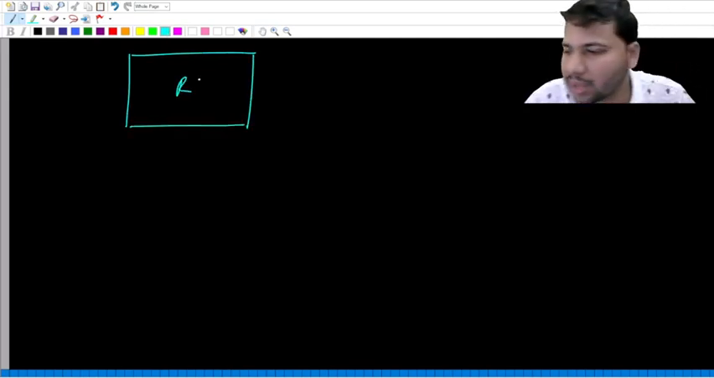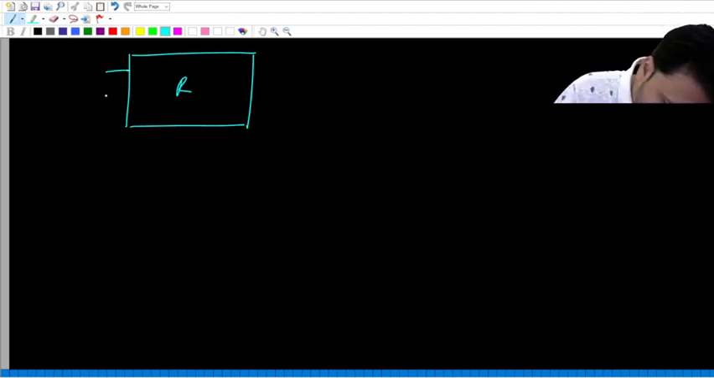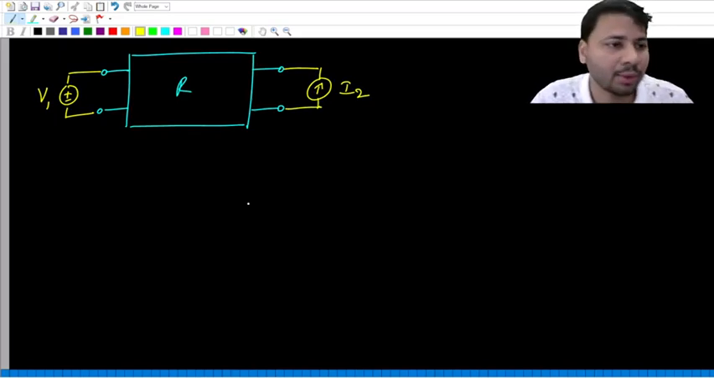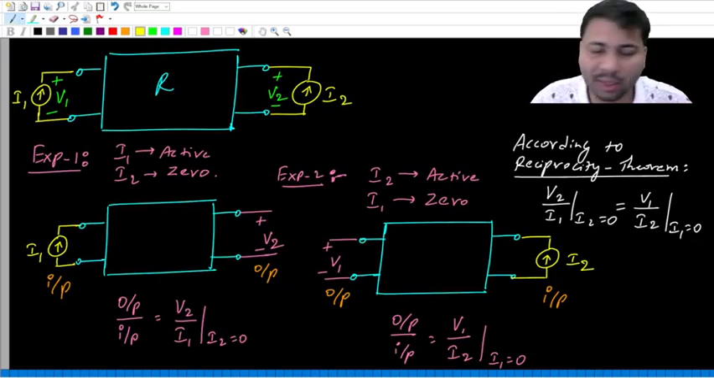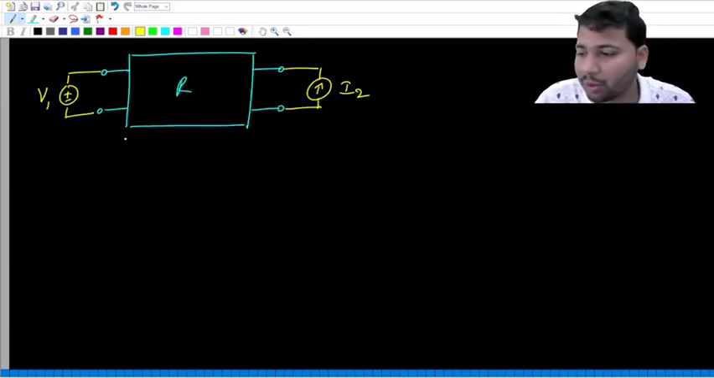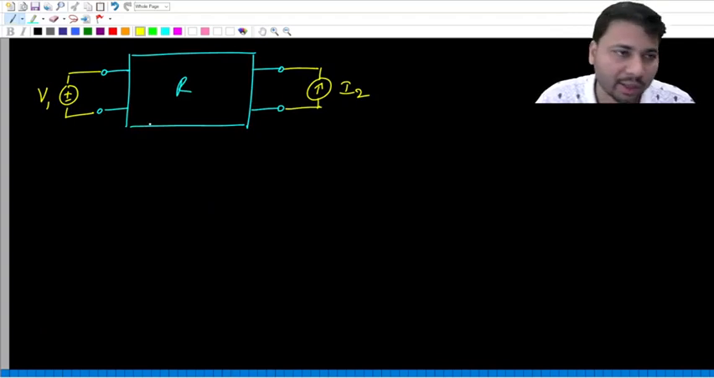So once again, to start with, we have a resistive two-port network. These are the two ports. Let's say at port 1 we connect a voltage source V1, and at port 2 we connect a current source I2. In the earlier two cases, the same type of source was connected at both the ports: current source, voltage source. But now at one port we have a voltage source, at another port we have a current source.